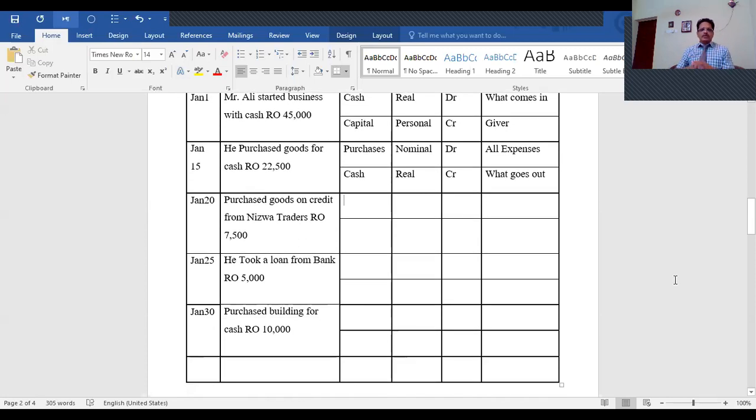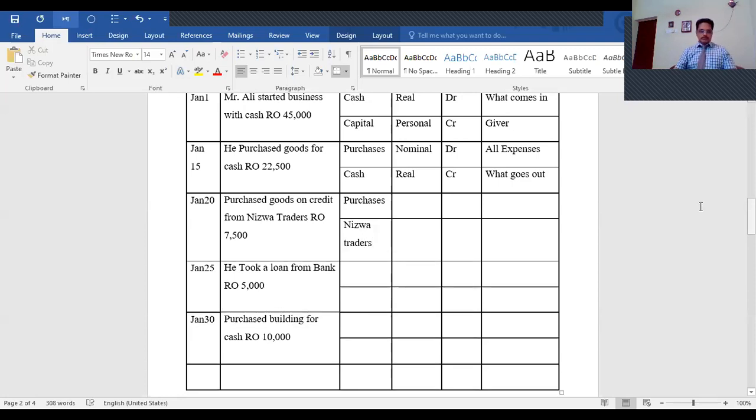Now you are going to purchase goods on credit from NISWA. Purchase goods on credit means you purchase goods and the money is not paid. So there is no change in the two accounts: purchases and the account payable, NISWA traders. Purchases, you know already, is an expense, and expense comes under nominal account. NISWA traders is a person. The personal account means the accounts of persons, companies, banks, or any other association or institution. NISWA traders is an association or institution, so it comes under personal account.